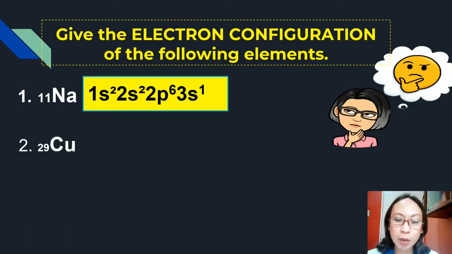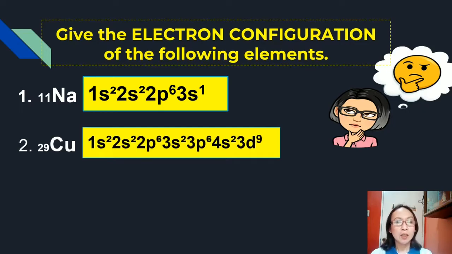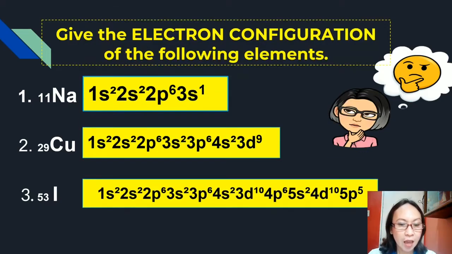Copper with atomic number of 29. Okay, so this is the correct electron configuration of copper. And for the last one, iodine, it's a bit long. Atomic number 53. Okay, and the correct answer is this one. Okay, so I hope everybody got all correct answers for our recall.